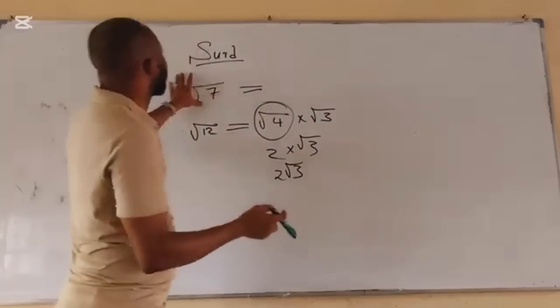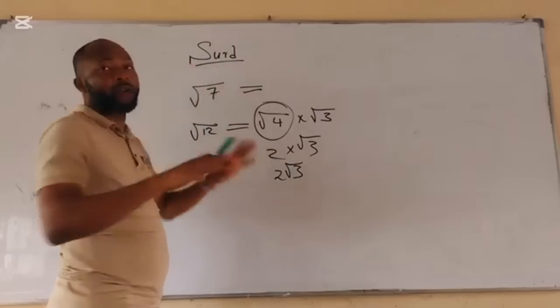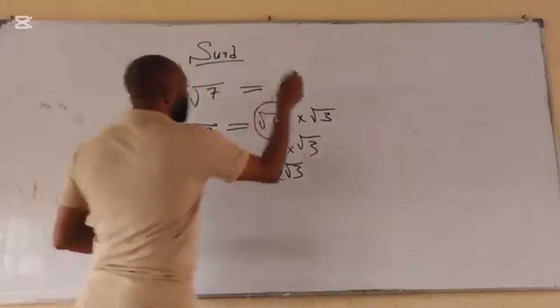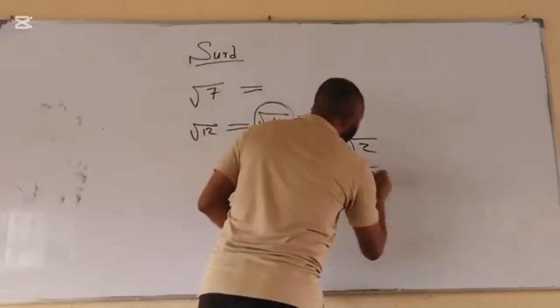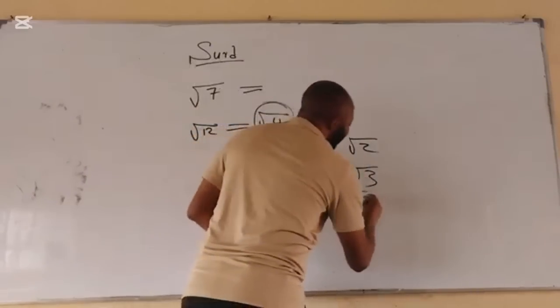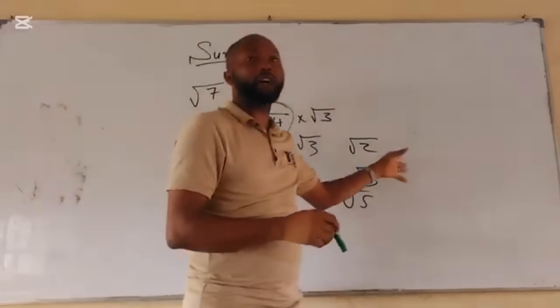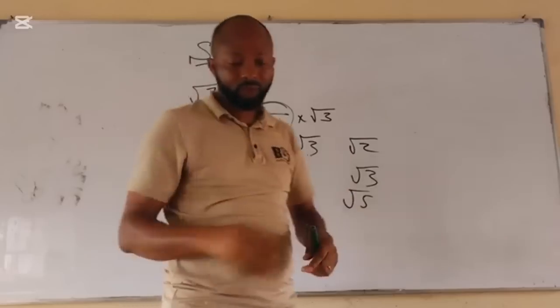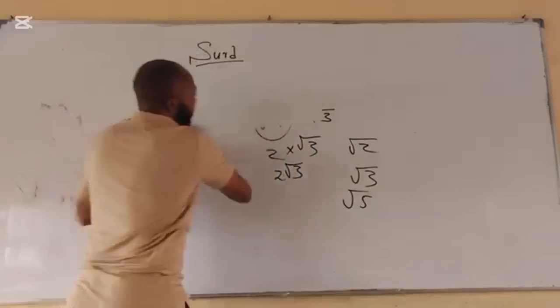So this root 7 is in its basic form because it can't give us any factor that is a perfect square. Root 2 is also in its basic form, root 3 in its basic form, root 5 in its basic form. All these cannot give us what? Any factor that is a perfect square. Okay, so we understand that. Let's move on.